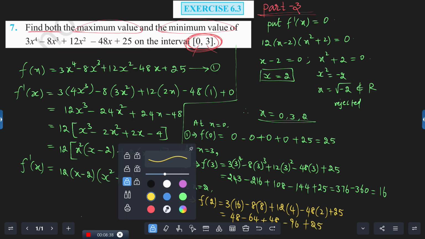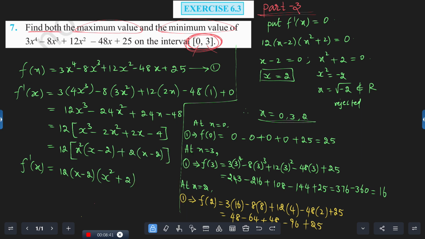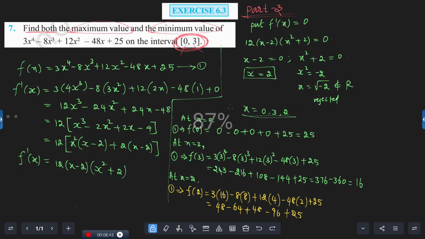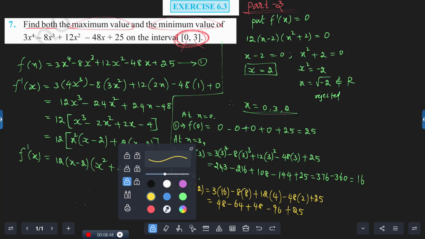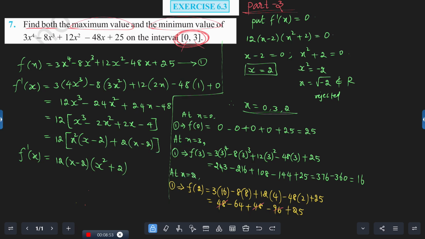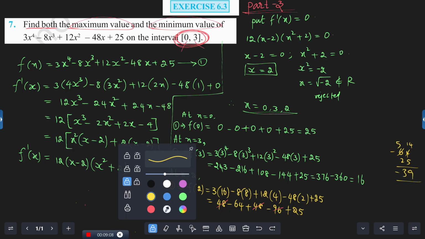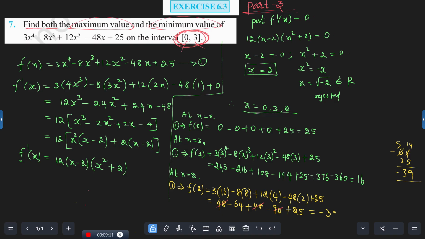Children, listen carefully. There is a 48 twice. Have you noticed it? 48 is there twice. So you will be getting 48 and 96, so 48 and 96 you can cancel. Then 25 minus 64, you subtract. 25 minus 64, what? I am getting minus 39.